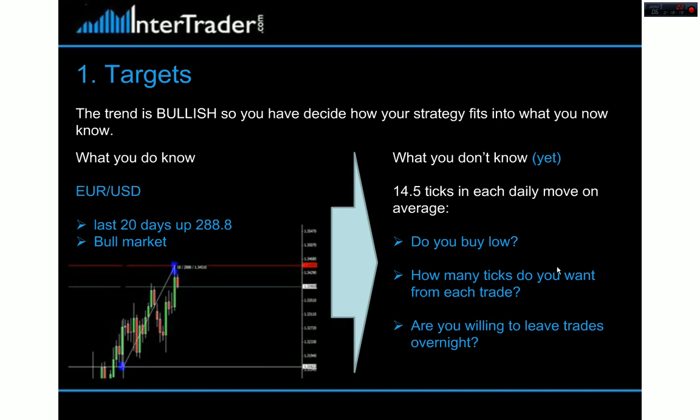Again, think about these things. The last 20 days, we've got up 288.8 ticks as a bull market. So what do you do? Do you buy? Where'd you buy, though? Do you buy low, sell high? Well, that's what everyone tells you. But what's high? What's low? What's perceived value? That's the whole point when you're trading intraday or you're trading spread betting markets.